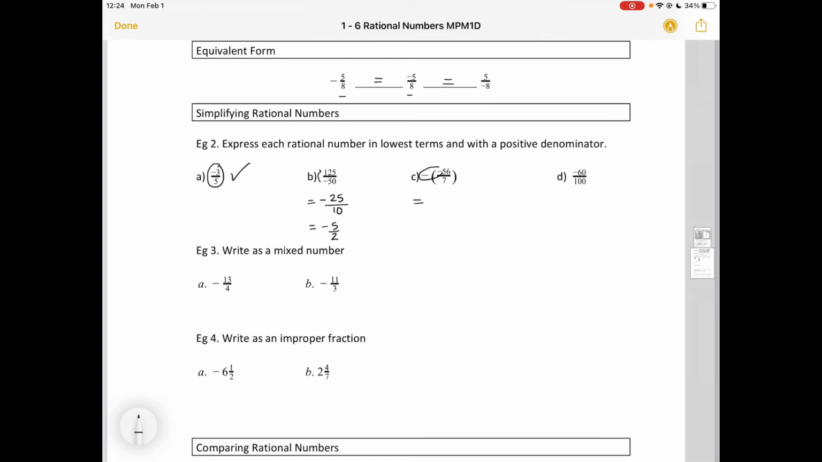For C, here I notice I've got a double sign. I'm just going to rewrite that with one positive. And then I'm going to simplify my fraction. 56 divided by 7 is just 8.